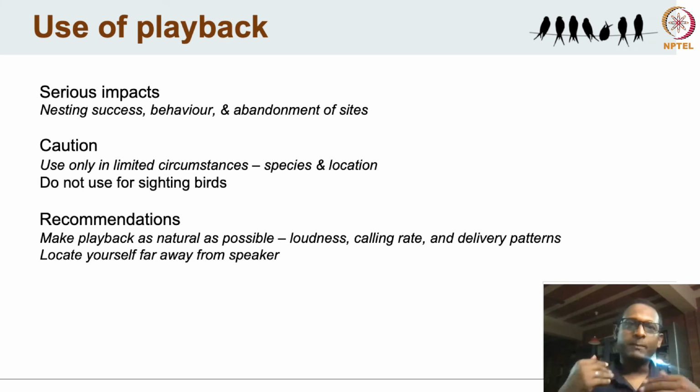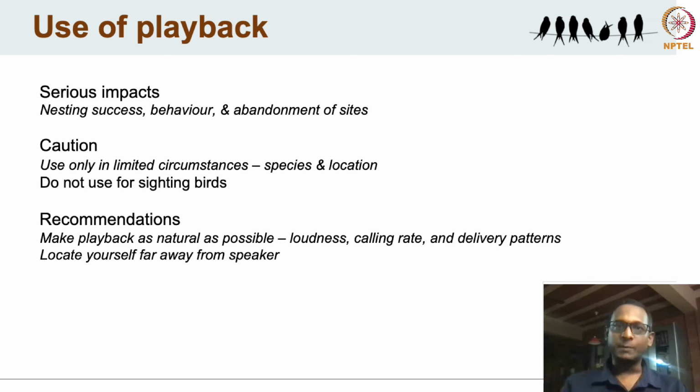But using playbacks to detect birds has a very serious impact as well. And this can affect their nesting success, it can affect their behavior, and can even lead to abandonment of sites. Okay, so let me put this in context. We've seen how song rates affect birds. So if there is a lot of playback, essentially what the territory holding male thinks is that there is this super fit male that is there and it can abandon the territory.